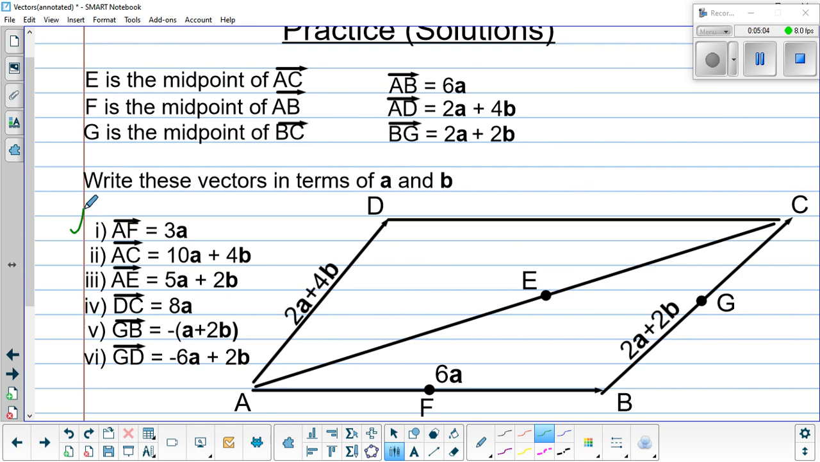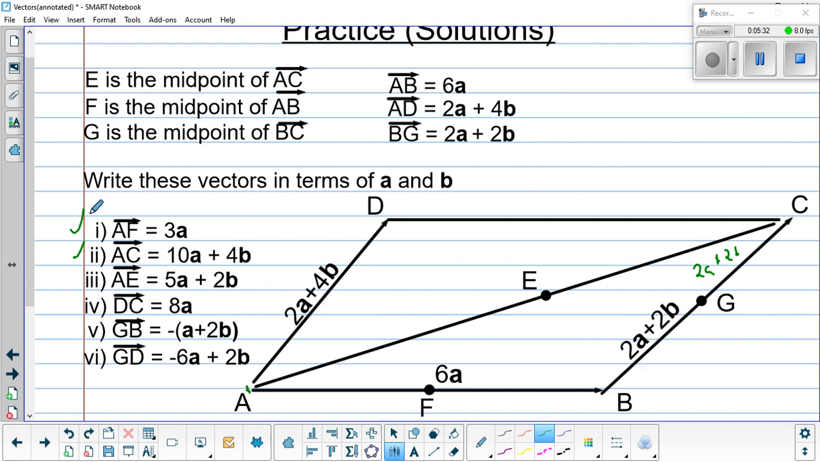AC, well, we're at A down here, and we want to go all the way to C. How do we do that? We can go from A to B, and then from B to C. So 6A plus 2A is 8A plus 2B. Oh, but notice this is where some people make mistakes, because B to G is 2A plus 2B, so this is 2A plus 2B as well. So we get 10A plus 4B.